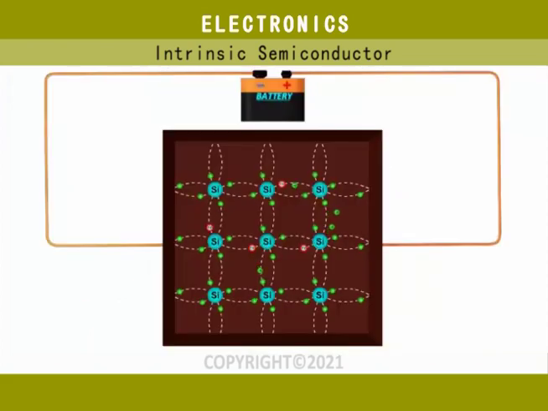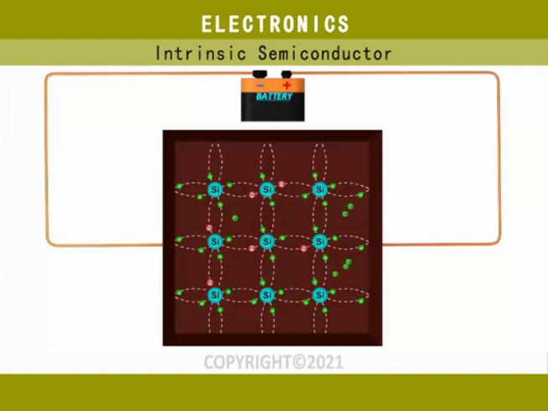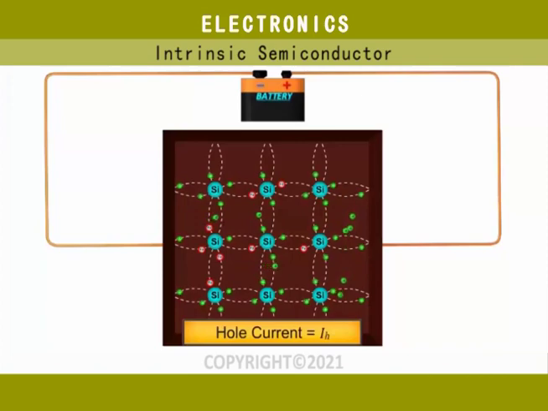When an electric field is applied across a semiconductor, the free electrons move towards the end connected to the positive terminal and generate an electron current denoted by IE. The holes shift towards the end connected to the negative terminal and generate a hole current denoted by IH. Total current through the semiconductor is given by IE plus IH.